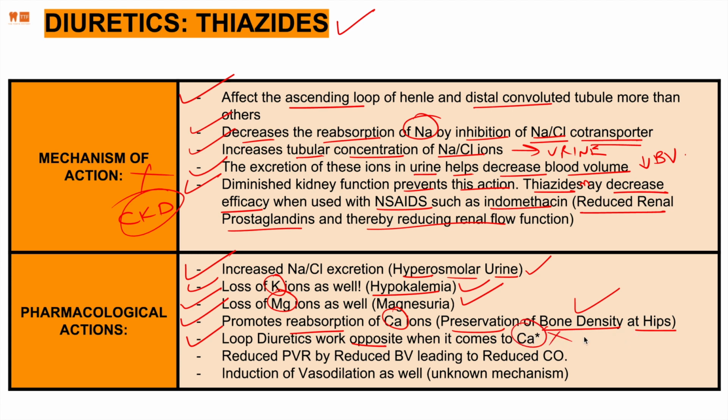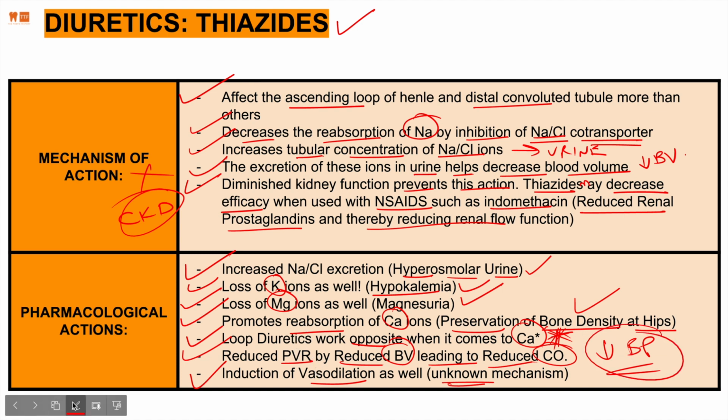Okay, another important point to understand, very important. Reduced peripheral vascular resistance by reducing blood volume, leading to a reduced cardiac output, leading to blood pressure reduction. It induces vasodilation as well. Not sure how, but it induces vasodilation. Ultimately, blood pressure reduction. So, all in all, guys, remember this point about calcium. Okay, very important. We'll come back to this during heart failure lecture.